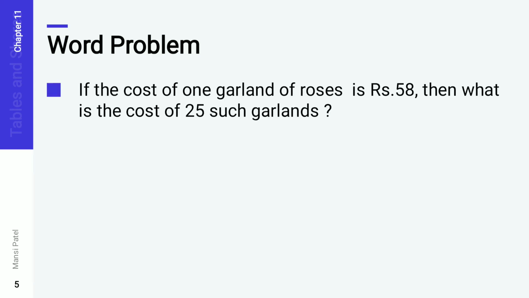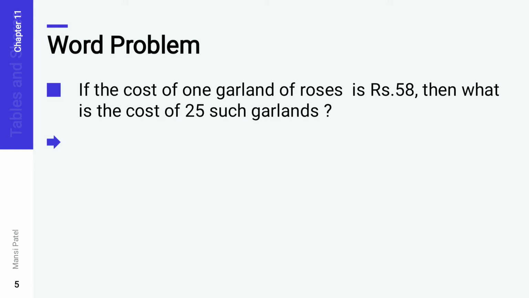Let us see the next one. If the cost of one garland of roses is rupees 58, they were given the cost of one garland, that is 58 rupees. Then what is the cost for 25 such garlands? So from the cost of one garland, we have to find out the cost of many garlands.